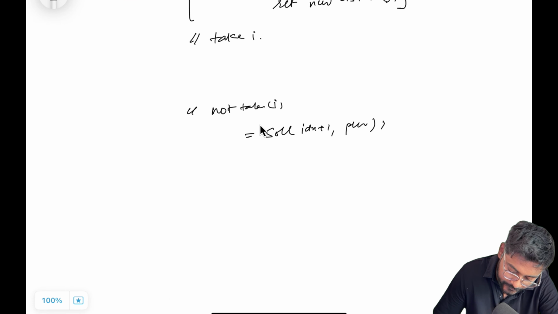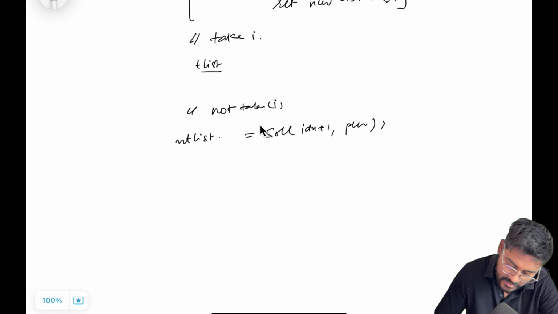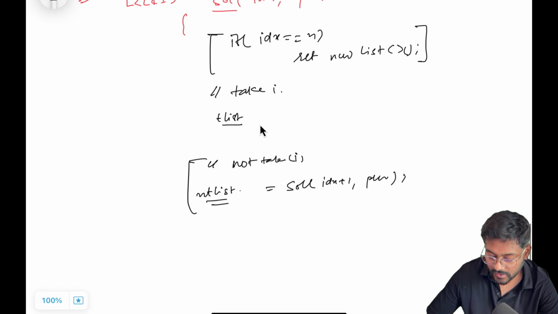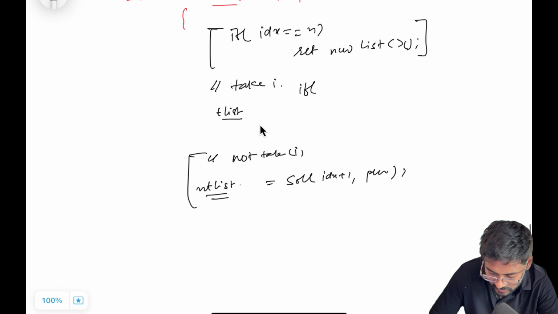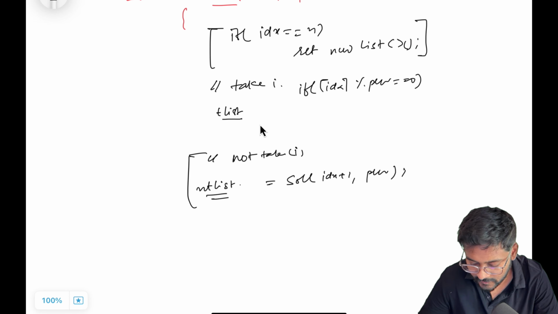Let's say this is the take list, this is the not-take list. If you are not taking, you are getting this list. If you are taking, we can take only in this condition: if the value at idx is divisible by previous. If this condition is satisfied, then we can take it, otherwise we are not going to take it.